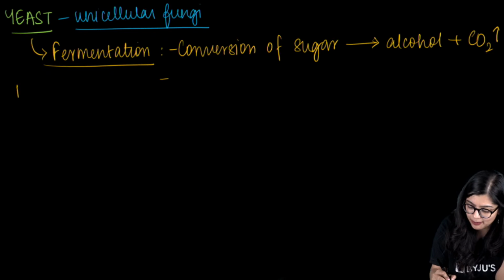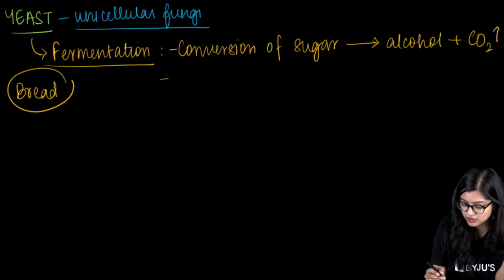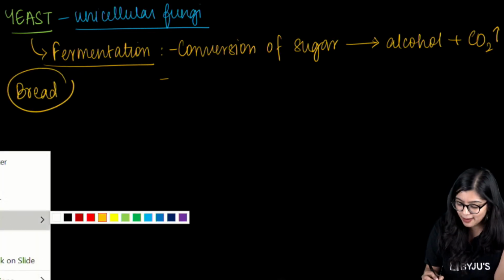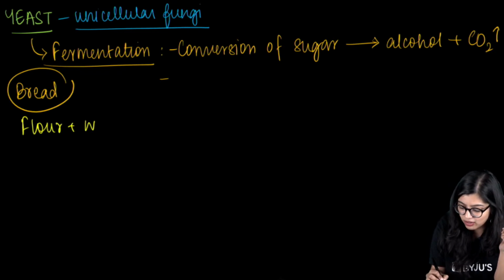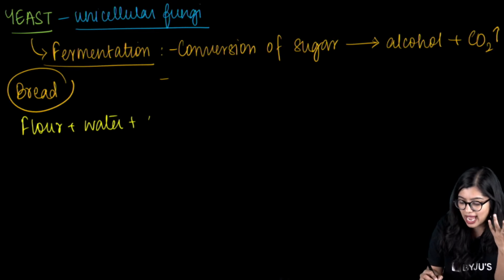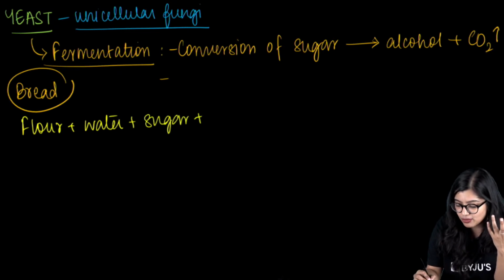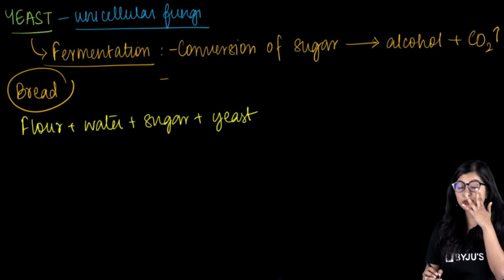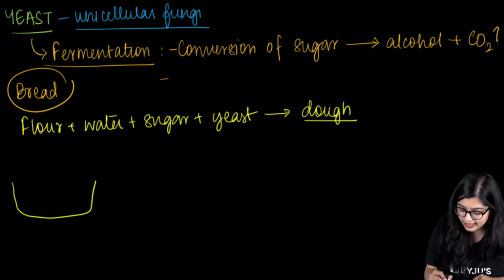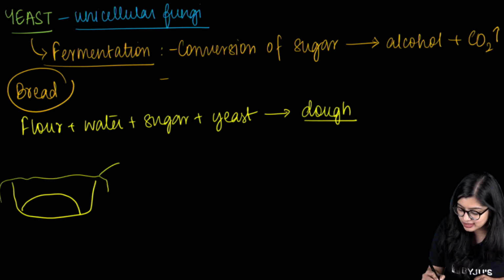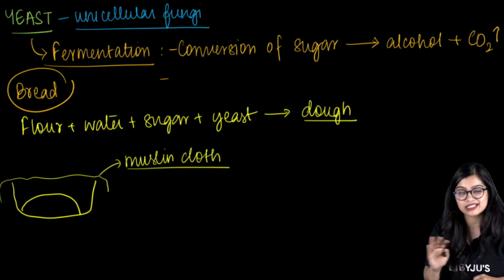So let's take the example of bread. What exactly happens during bread making? When you make bread, you will take flour, you will take water, you will add some sugar to it and you will add yeast. When you mix it and make it into a dough, you will cover this with a muslin cloth, or any cloth, and keep it for some time.